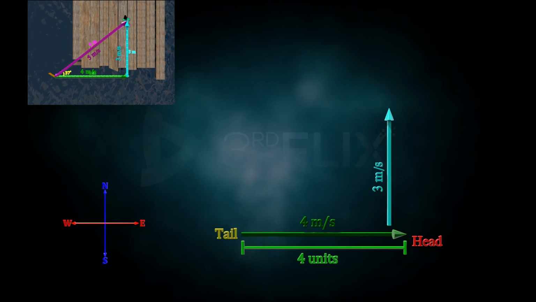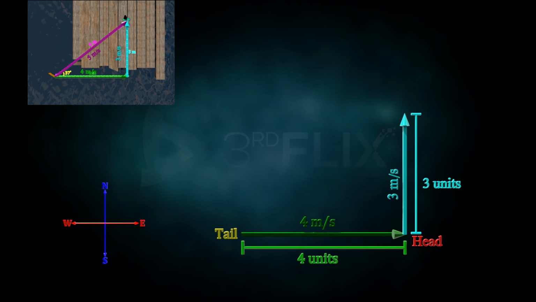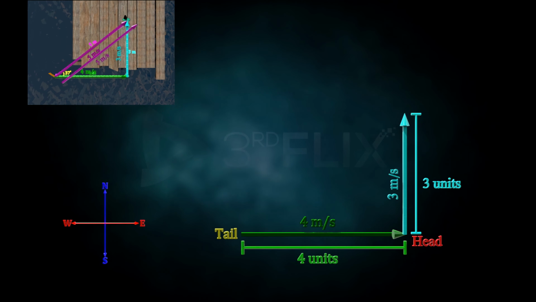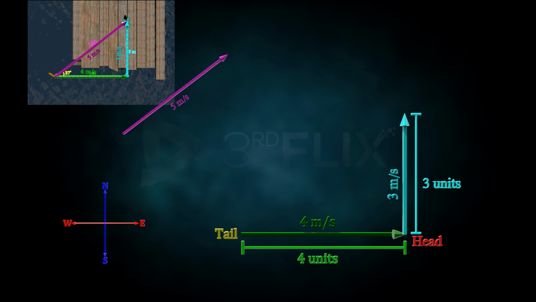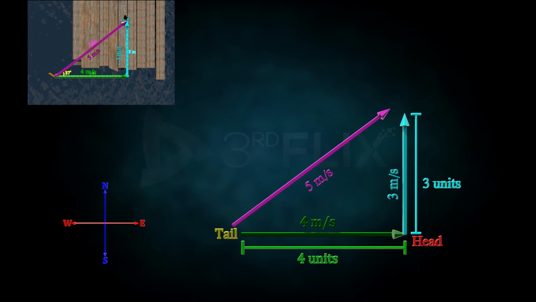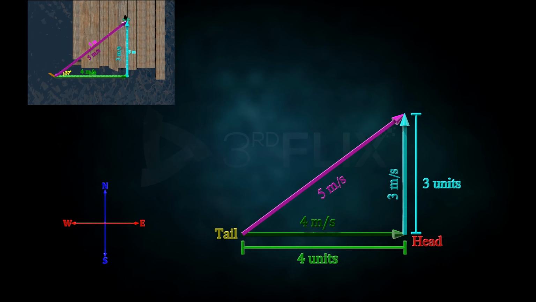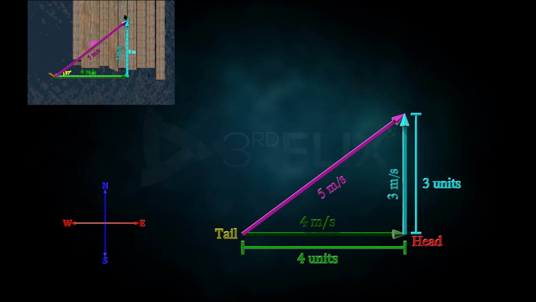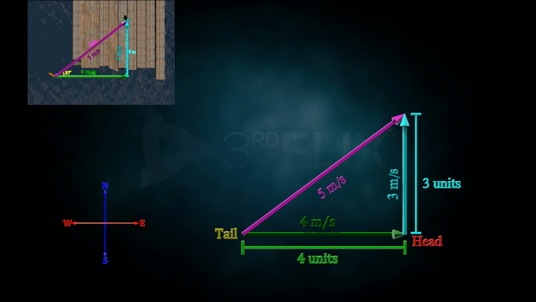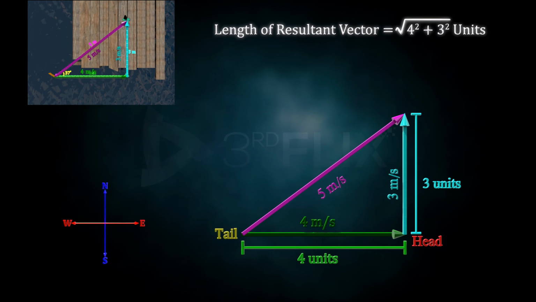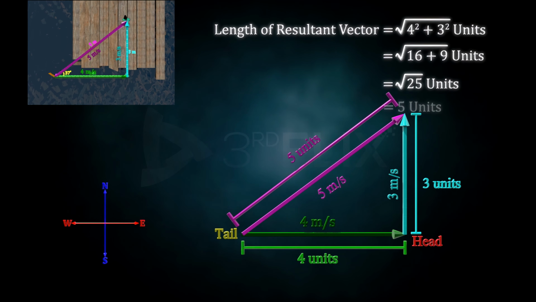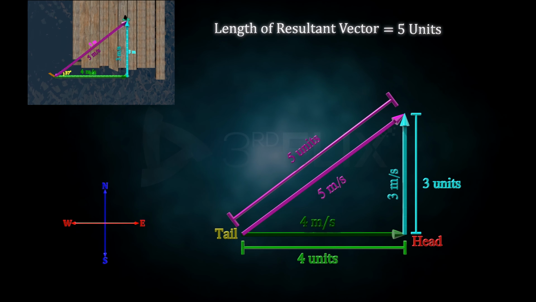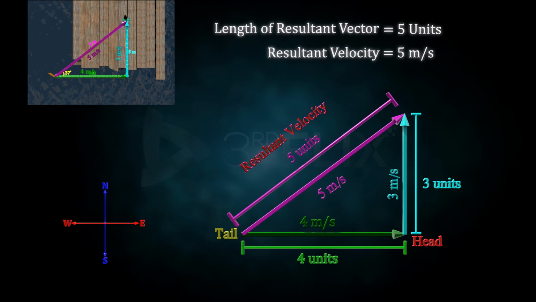Now let us draw another arrow of length 3 units in the north direction, starting from the head of the first arrow. Now, the arrow that connects the tail of the first arrow to the head of the second arrow is our resultant vector that represents the resultant velocity in this case. Therefore, the length of the resultant vector is 5 units. This tells us that the resultant velocity is 5 meters per second.